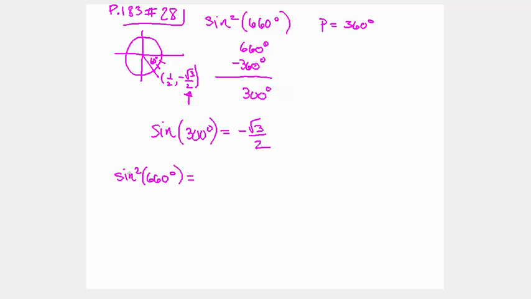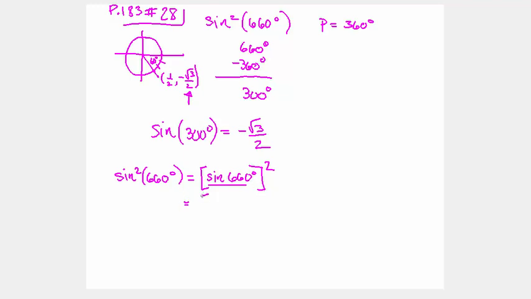First of all, the fact that it's sine squared means another way to write that conveniently is that it's the same as the sine of 660 degrees, whatever that value is, squared. Remember, that exponent can be thrown all the way on the outside, which means I want to figure out what the sine of 660 is.